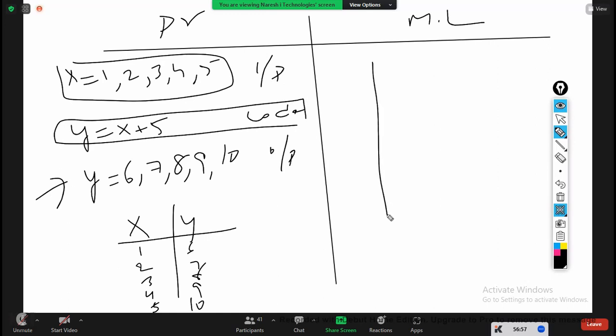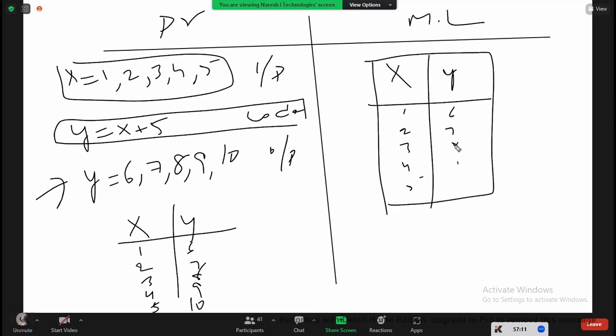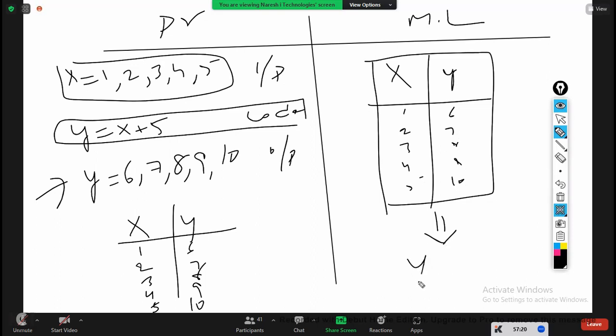Now, for machine learning, for x and y, whatever we have here, 1, 2, 3, 4, 5, the output also you have to give: 6, 7, 8, 9, 10. If you give the input and output, what will it give then? The relation between both of them. That is y is equal to x plus 5. The machine will tell this.